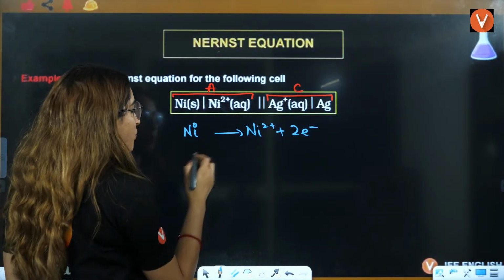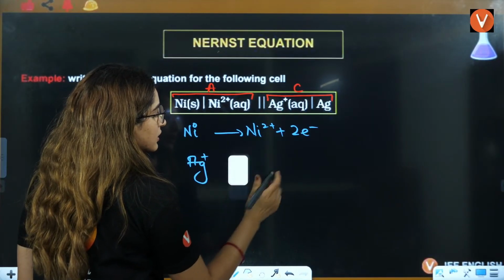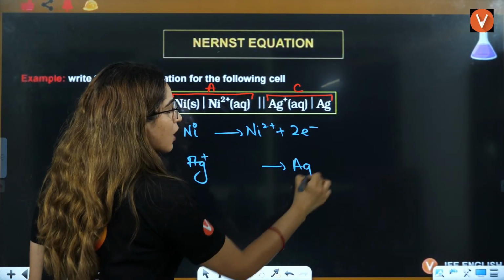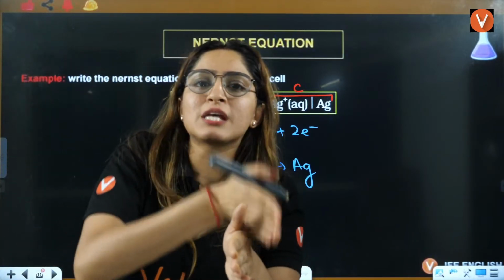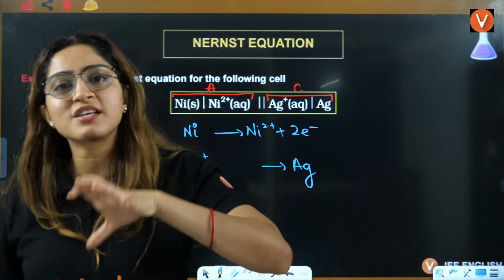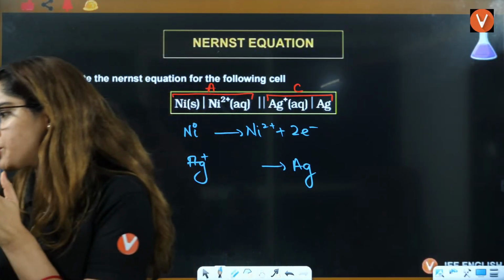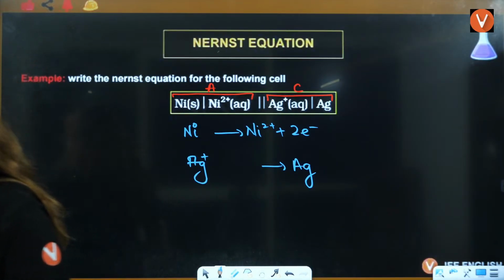Similarly, Ag positive is getting converted to Ag, right? Now, in this case, it goes from +1 to 0, which means the charge is decreasing. So, whenever the oxidation number is decreasing, does that correspond to reduction or oxidation? Everybody in the comment section, let me know.